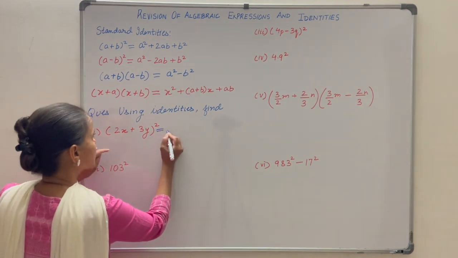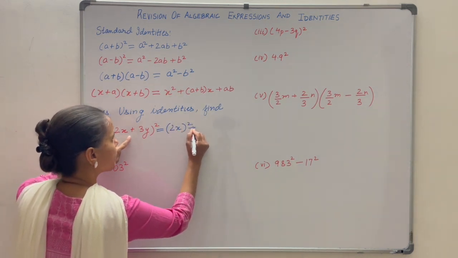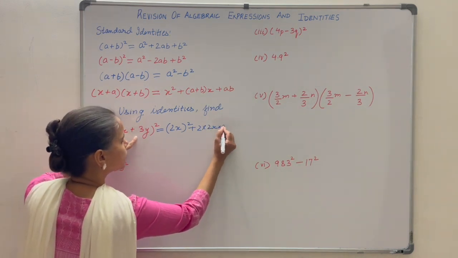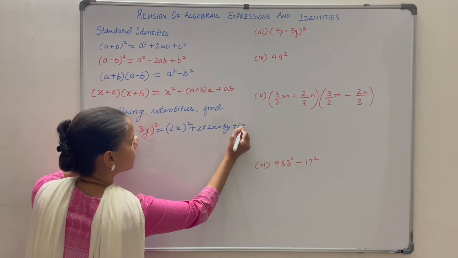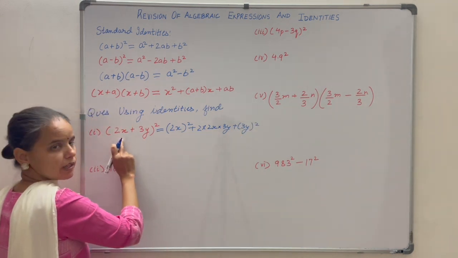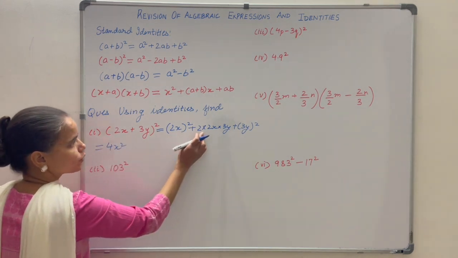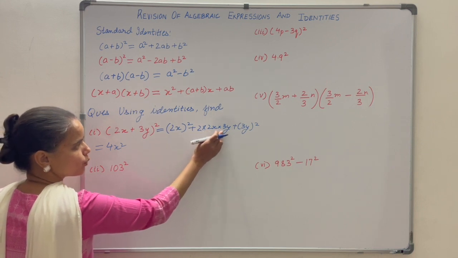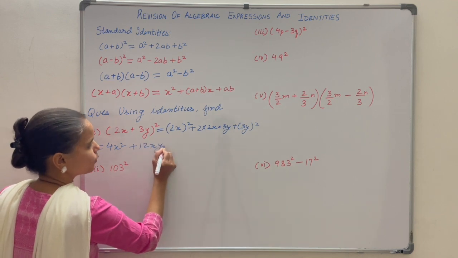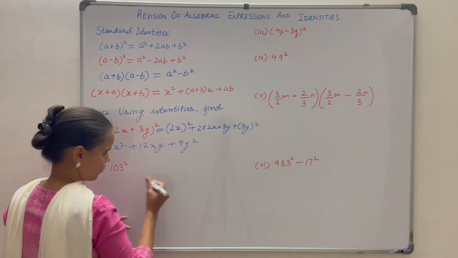So this is equals to, this is your a, that is a square means (2x) whole square, plus 2, your a is 2x and your b is 3y, plus (3y) whole square, that is your b square here. Your b is 3y, your a is 2x. So (2x) whole square is 4x square. 2 into 2 is 4, 4 into 3 is 12, x into y is xy. So this is plus 12xy. (3y) whole square is plus 9y square.